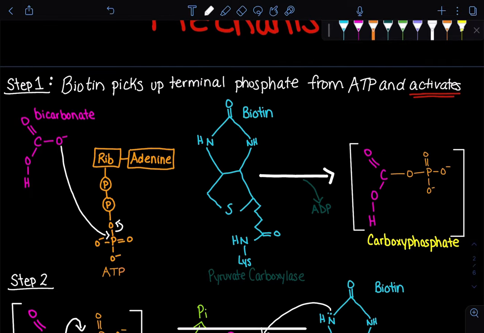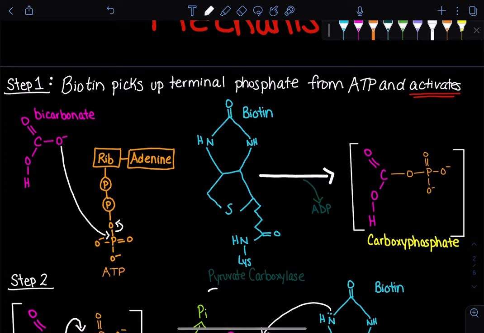So, in the first step of the pyruvate carboxylase mechanism, we already have the conversion of bicarbonate. Bicarbonate is just the interaction between water and carbon dioxide to form the following molecule right over here. Now, biotin is a cofactor that is going to be bound to pyruvate carboxylase.